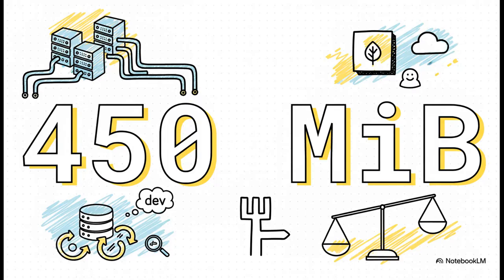Right out of the box, the default size is 450 megabytes, and that's a pretty reasonable middle-of-the-road value. But the real beauty of this setting is that it's not set in stone. It's a flexible dial we can turn up or down to perfectly suit the machine we're trying to build.